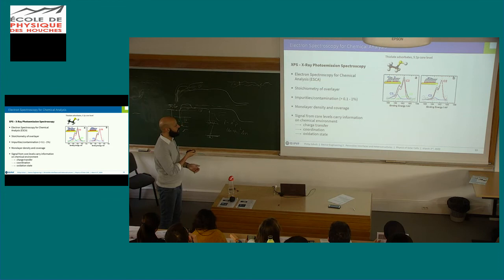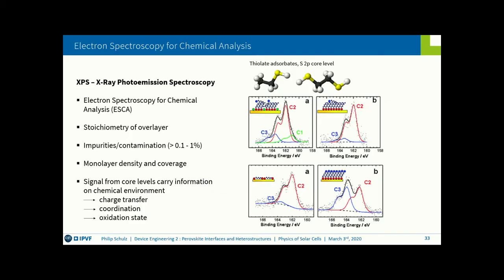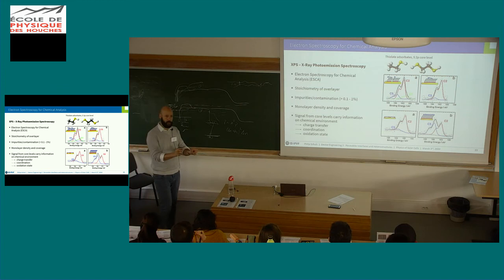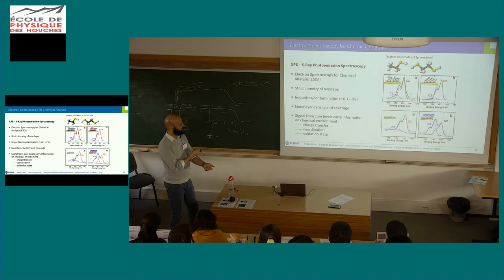And by this deconvolution, you can derive which case you are in. And in here, it's a little bit even more clear. That's a dithiolate, so you have sulfur on both ends of this molecule. And you can have this binding pattern if you have a very dilute film, so that it can lie down on the gold surface and every sulfur is connected to gold. So you get only this peak here.